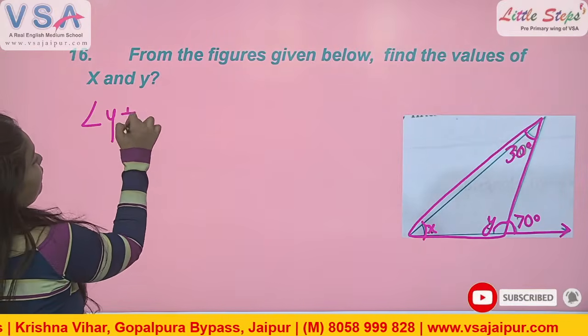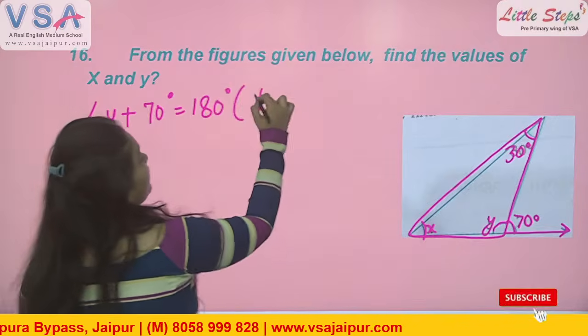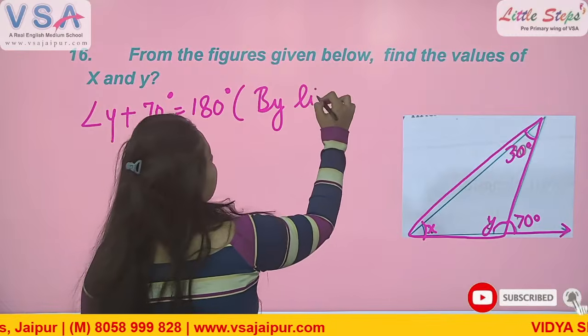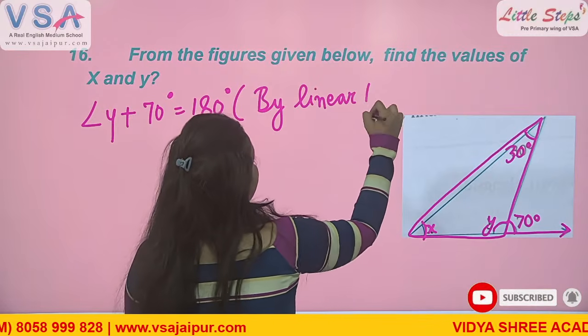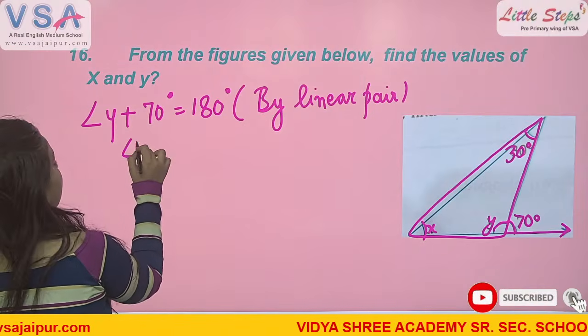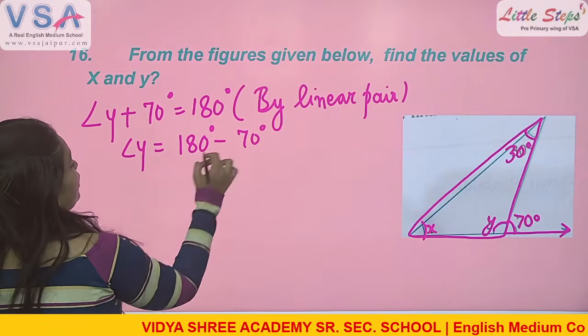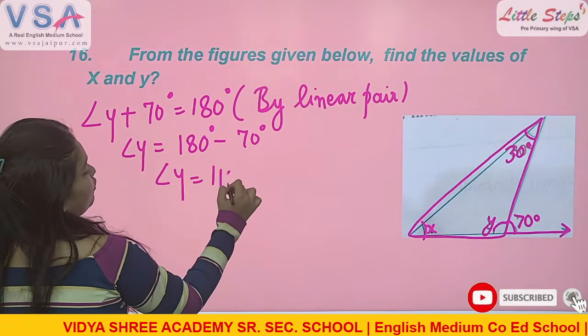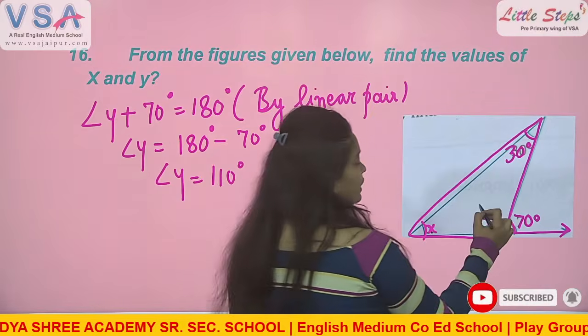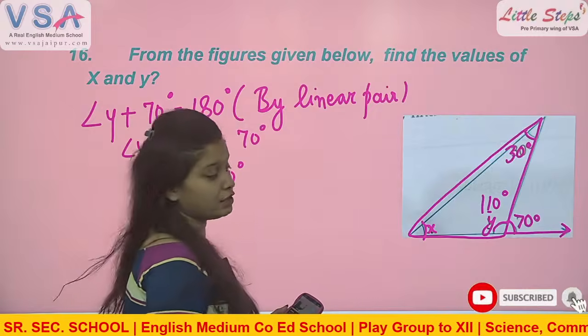Of course, angle y plus 70 degree is equals to 180 degree by the property linear pair. This is the name of the property, linear pair. So let's just subtract them. 180 minus 70, what we have, angle y equals to 110. Clear? Y का value कितना आ गया? 110 आ गया. You can check them. 110 और 70 180 ही होता है linear pair में.